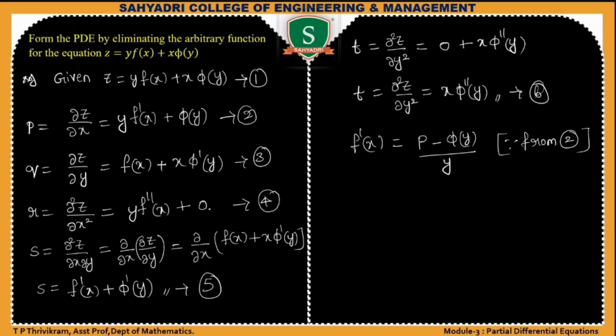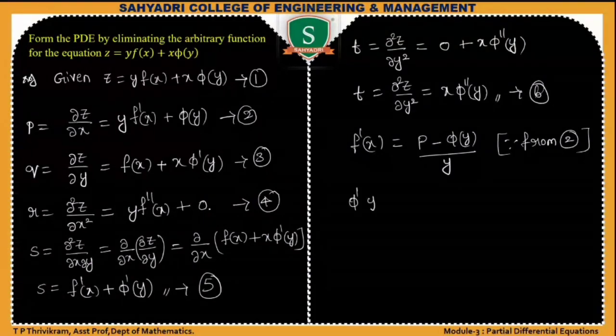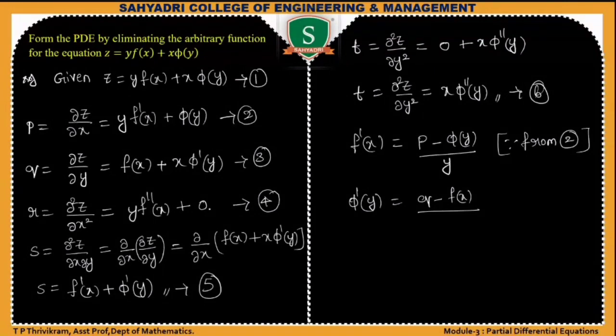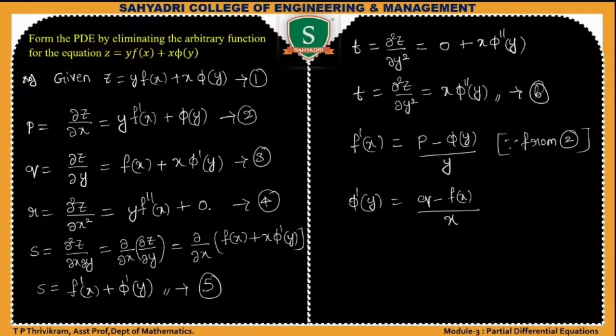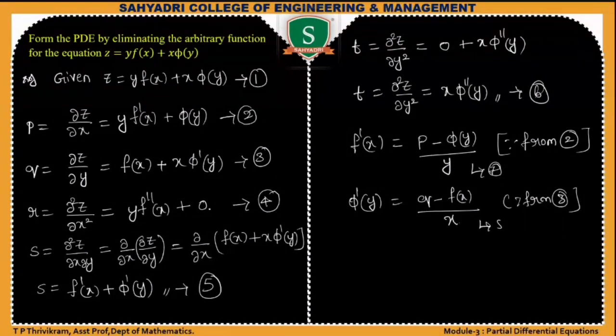Similarly, if you take equation 3, find again φ'(y). φ'(y) is equal to how much? q minus f(x) divided by x. Now, this is from equation 3. Take this equation as 7 and this as 8.